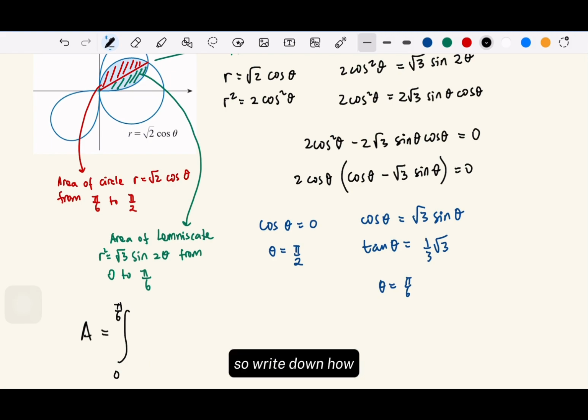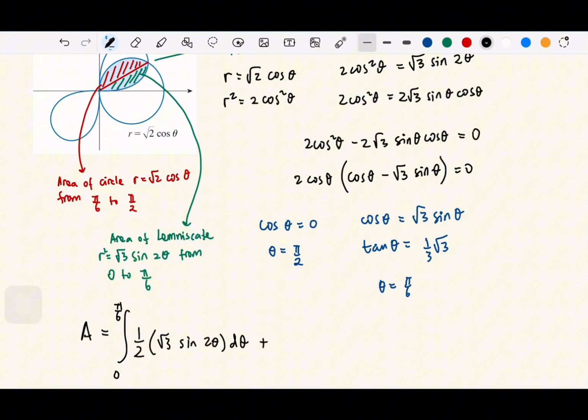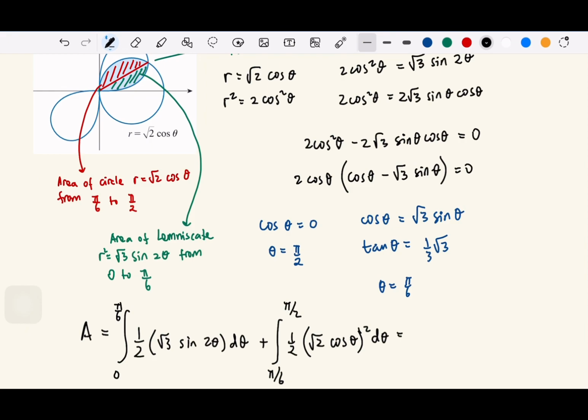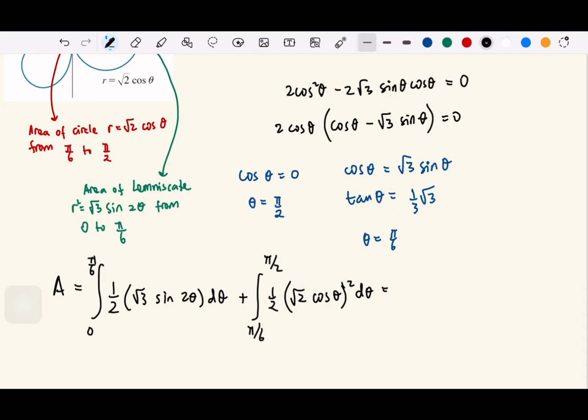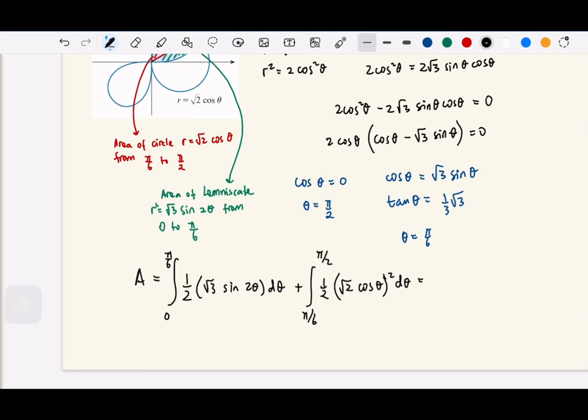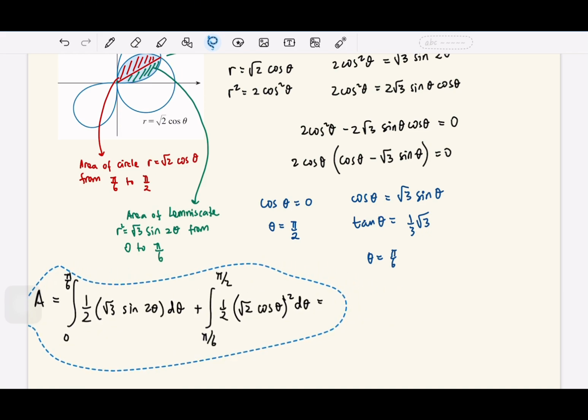Okay. So write down half square root of 3 sine 2 theta d theta, and then plus, from pi over 6 to pi over 2, half, and now we have square root of 2 cosine theta and then square and then d theta. Let's make it on the left side first.